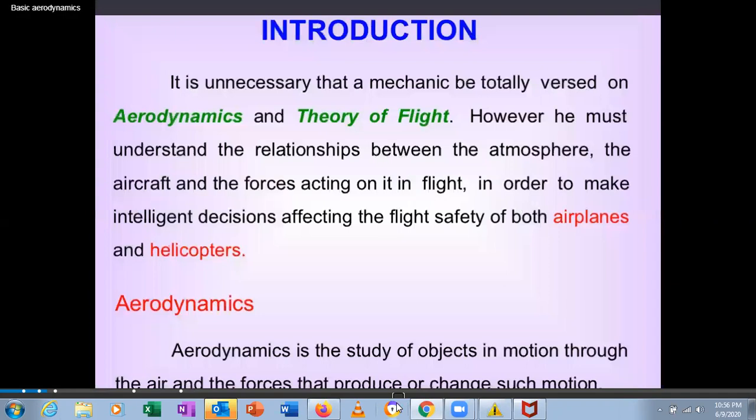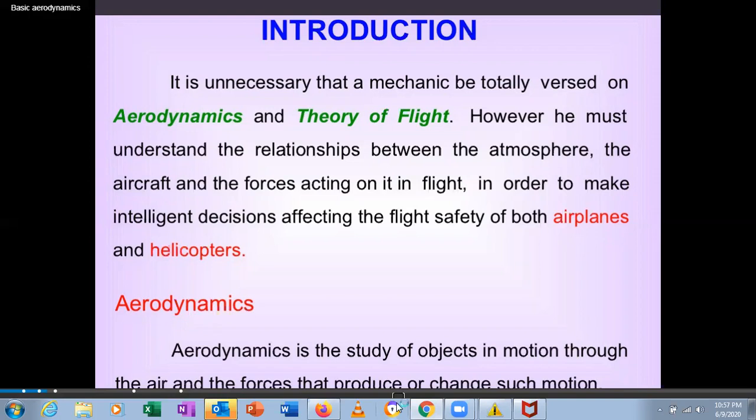We can look here. It is unnecessary that a mechanic be totally versed in aerodynamics and theory of flight. See, aerodynamics is very important whenever the aircraft is flying in the air. The forces which are acting on the flight, we have to know about them, what all the effects will be. It reflects on the performance of the aircraft.